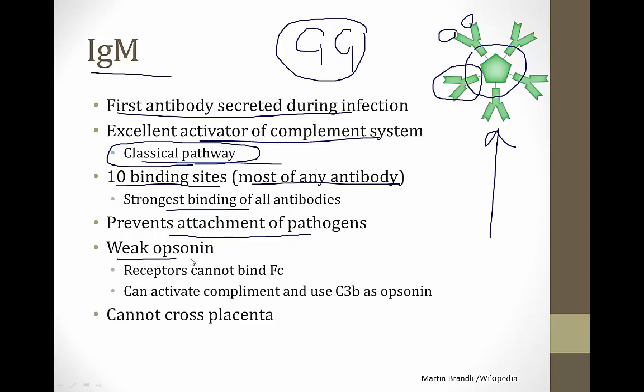It's a relatively weak opsonin because the opsonizing portion of antibodies is the Fc portion, and it's all clustered in the middle here, and macrophages can't get at it. However, it can activate complement and generate the C3b protein, which itself is an opsonin. So it can do some opsonization, but not as much as other antibodies like IgG, which we'll talk about in a minute. And then finally, IgM is too big to cross the placenta, so it's not one of the antibodies that can get from mother to baby to provide immune protection for the fetus.